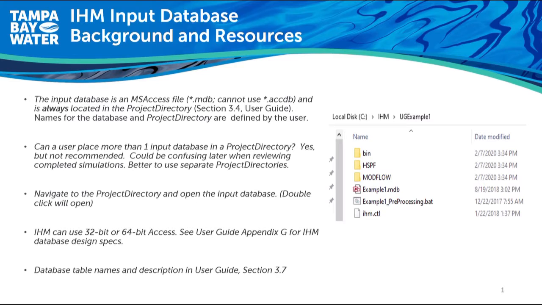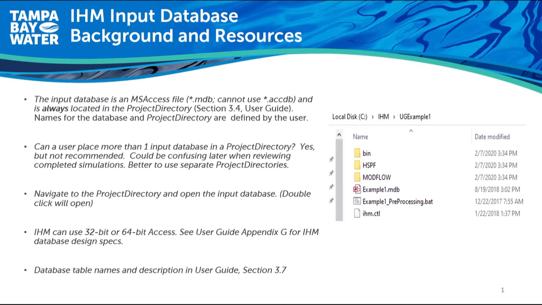A user can place more than one input database in a project directory, but this is generally not recommended because it could cause confusion later when reviewing completed simulations. As an alternative, use a separate project directory for each IHM input database. To open the database, navigate to the project directory and double-click on the database to open it. The IHM can use either 32-bit or 64-bit access. Database design specifications are given in Appendix G of the IHM User Guide.